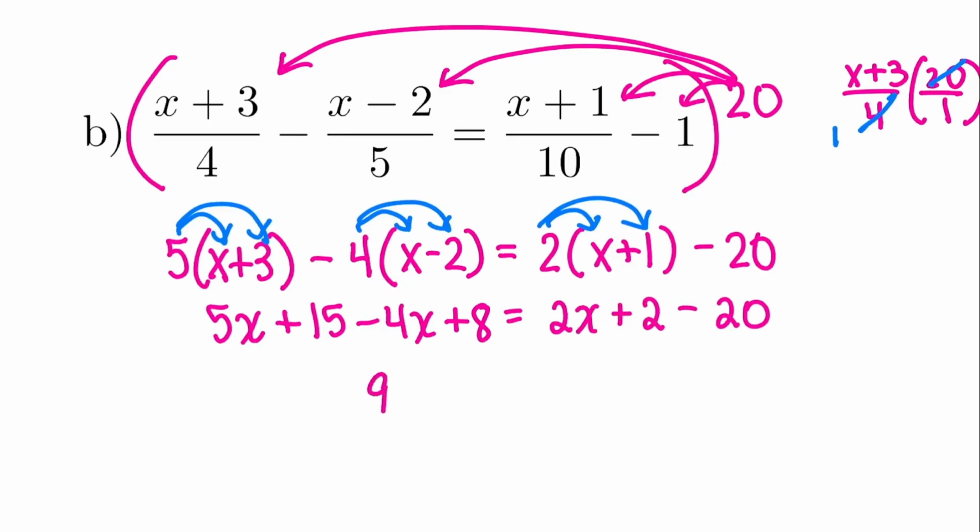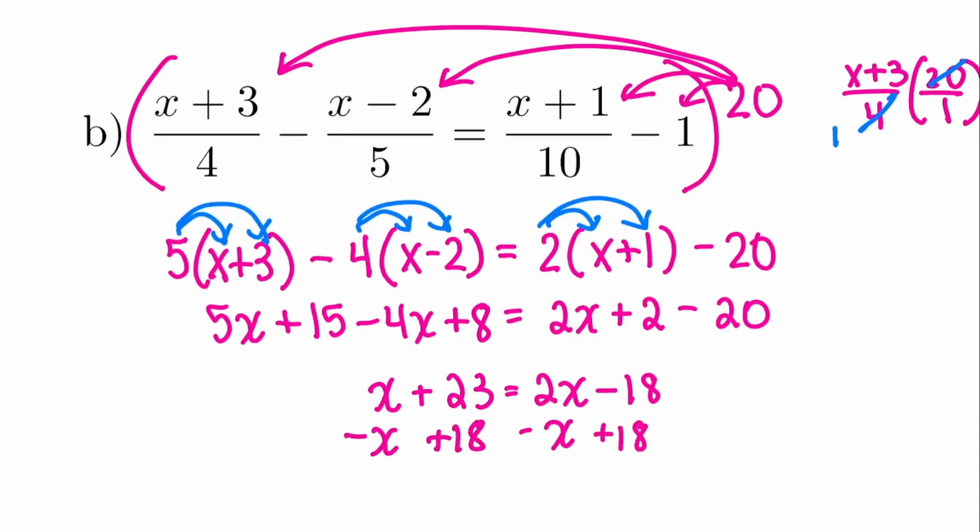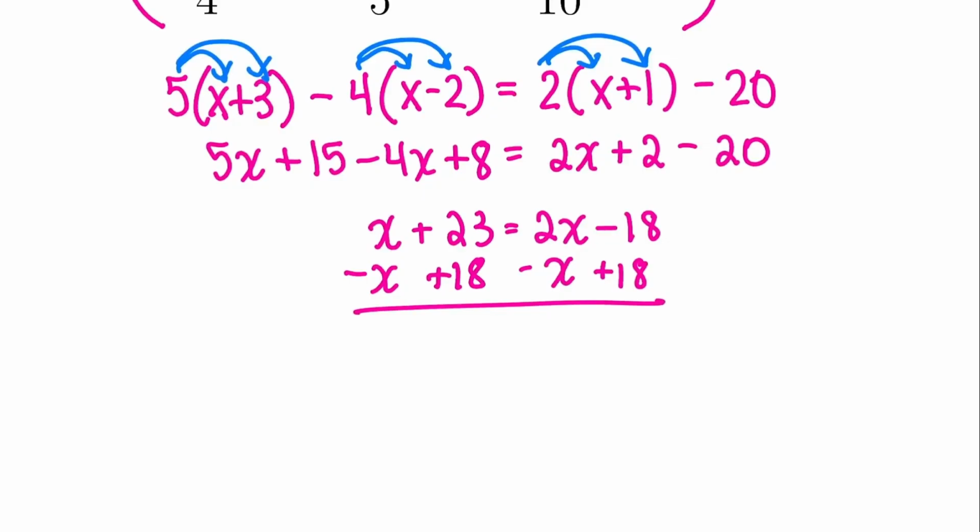Now we're going to combine all like terms to get x + 23 = 2x - 18. So now we can subtract 2x. Well, let's go ahead and actually subtract x from both sides and then add 18. That way we can have our positive numbers. So this is going to be 41 = x. That's our final answer.